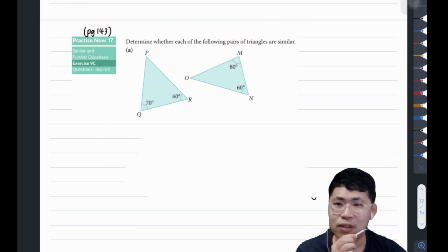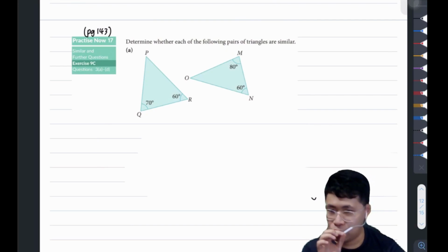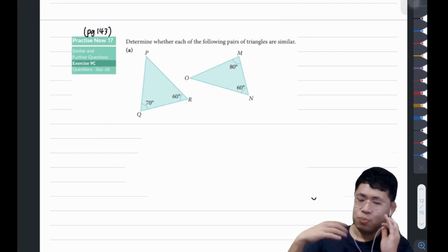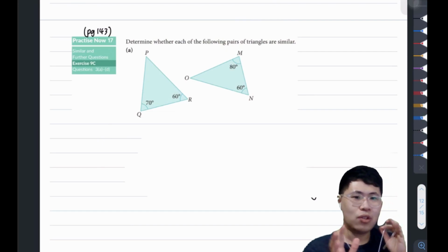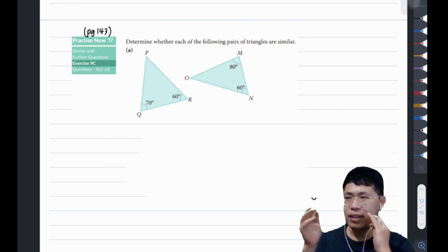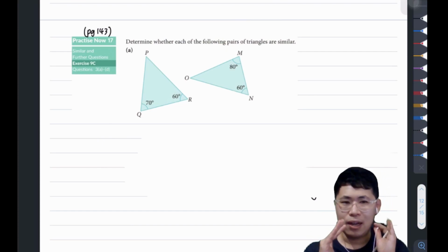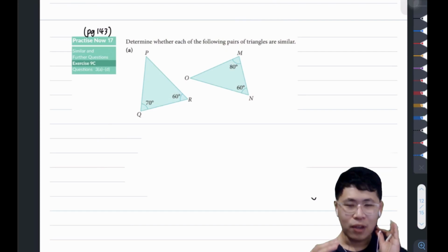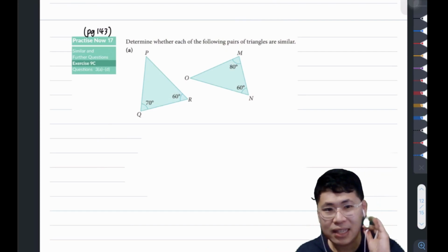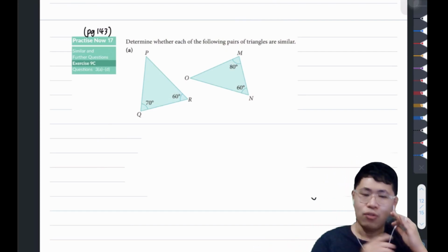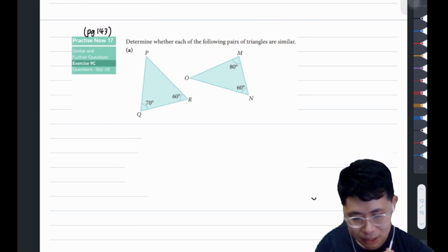Okay, so let's take a look at practice 17 on page 143. Previously, what we did was prove similarity, and this one over here is that we need to check whether they are similar or not. So they may not be similar. As we are matching, we have the 60 and 60, but we have a 70 and an 80 which doesn't match. So let's look for the third angle and see whether it matches or not.